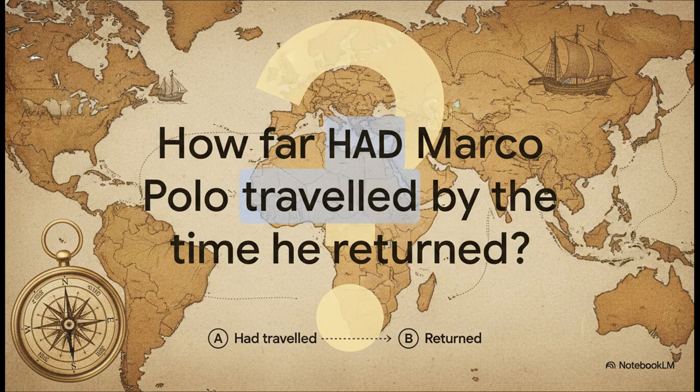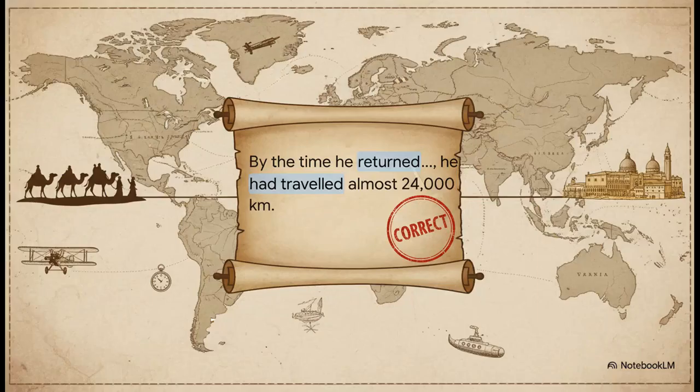By the time he finally got back to Venice, how far had Marco Polo traveled? Was it A, 4,000, B, 14,000, or C, 24,000 kilometers? And the answer is C, 24,000 kilometers. Just listen to that sentence again. By the time he returned, he had traveled. The past perfect just locks that sequence of events in place perfectly.